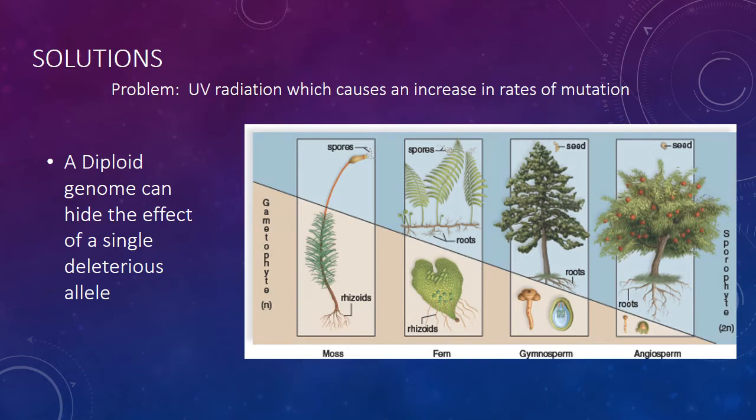Okay, the next problem that we said they face is UV radiation. Well, why is that a problem? Yes, it can cause sunburn even in plants, and that is why that waxy cuticle serves a secondary purpose. It can protect the leaves from sunburn. But the bigger problem is that UV radiation causes an increase in mutation rates. So in order to guard against that, plants undergo an alternation of generation. So a diploid genome can hide the effect of a single allele that's been mutated.